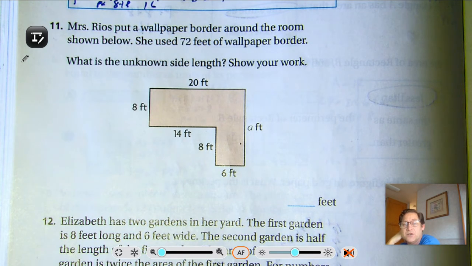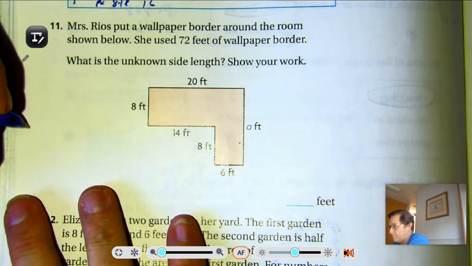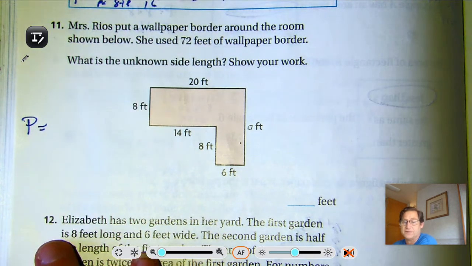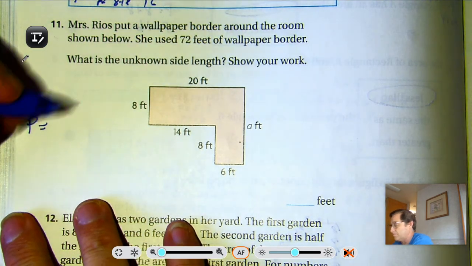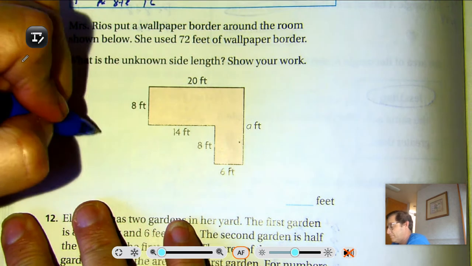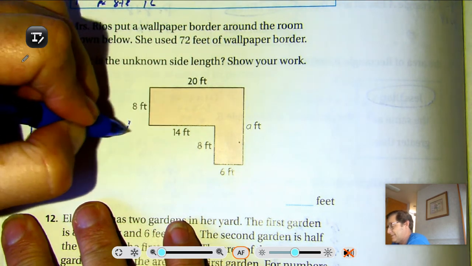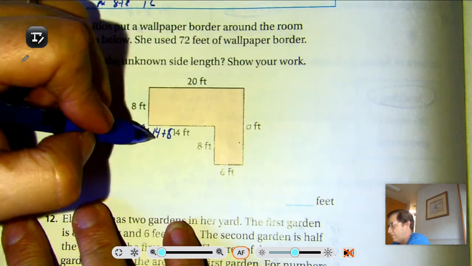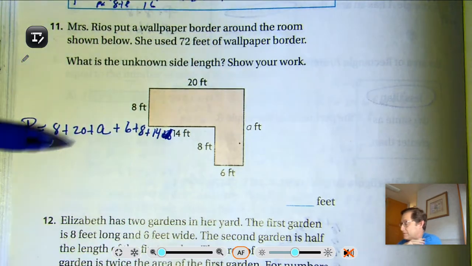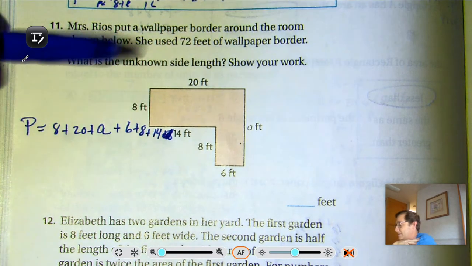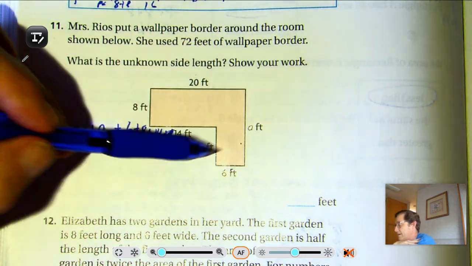What is the unknown side length? Okay, so we know that perimeter equals the sum of all the sides, right? So 8 plus 20 plus A plus 6 plus 8 plus 14 plus 8. Oh, I already did 8. Okay. Let me confirm how many sides I have. 1, 2, 3, 4, 5, 6 sides.